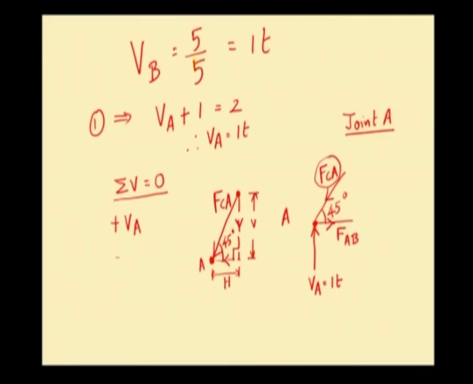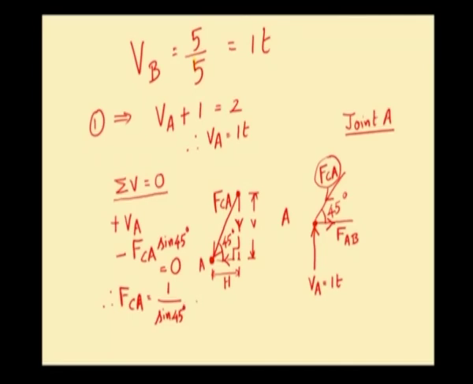Now, the vertical component will have a minus sign, because the vertical component is in the downward direction. So, it will be minus FCA into sine of 45 degree. So, plus VA minus FCA sine 45 degree, this is equated to 0. Now, we know the value of VA. So, therefore, FCA will be equal to 1 ton divided by sine of 45 degrees.